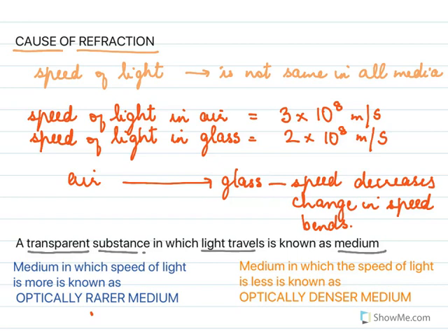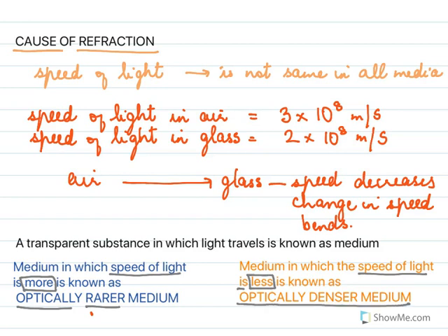Now depending on the speed of light, the medium can be divided into two kinds. One is called the optically rarer medium. The medium in which the speed of light is more is called optically rarer, and the medium in which the speed of light is less is called optically denser. For example, air is optically rarer, the speed of light is more. But glass is optically denser medium where the speed of light is less. So again, as we go ahead, we will always talk about optically denser, optically rarer medium. Optically denser medium is where speed of light is less. Optically rarer medium is where speed of light is more.